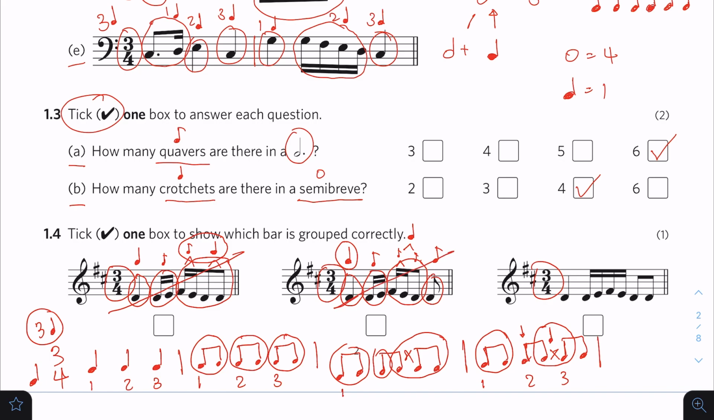The last one, we've got this is a crotchet. These 4 together, 4 semiquavers, is a crotchet. These two together is a crotchet. Now finally this time you can see it clearly. This is beat 1 crotchet, this is beat 2, and this is beat 3. So this one is the correct answer.